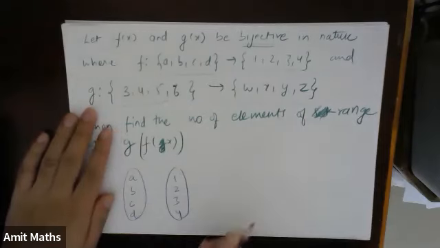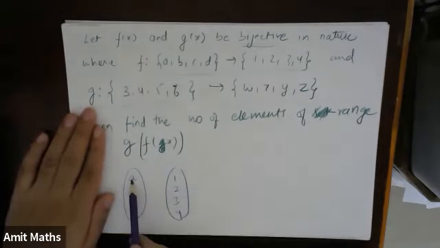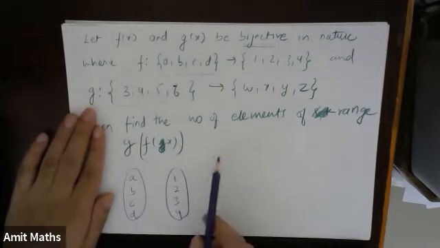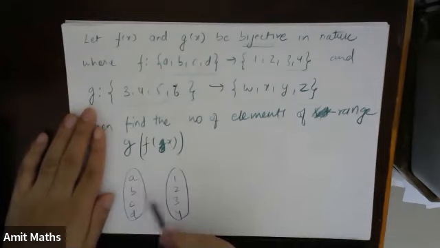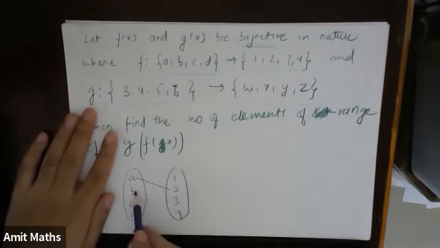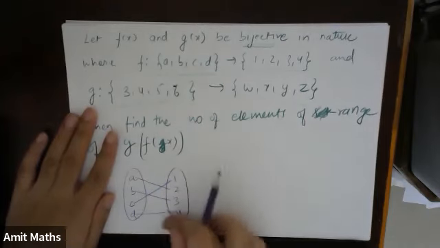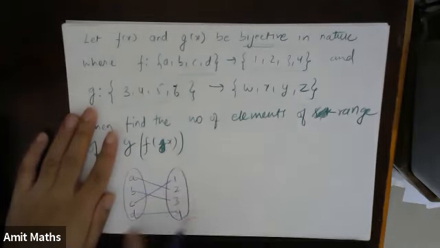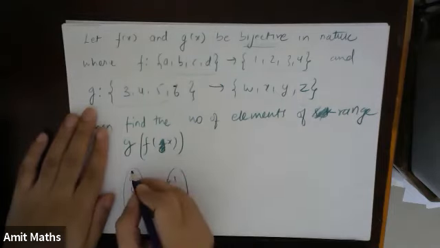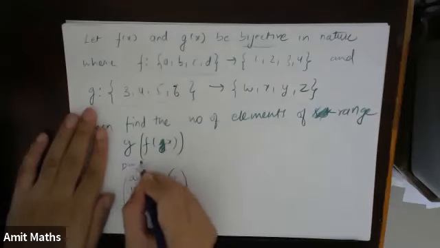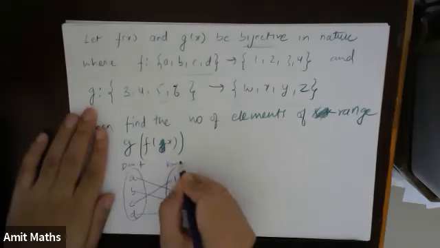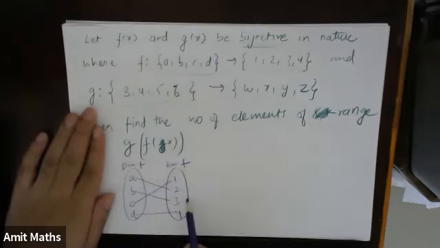If this is bijective, that means every element will be linked with one element, and every element of the codomain will have a preimage. That means only one link with everyone, and nothing should be left out. You can link anything with anything. This is the domain of f, and this is the range of f.